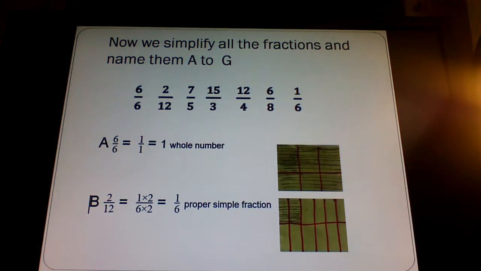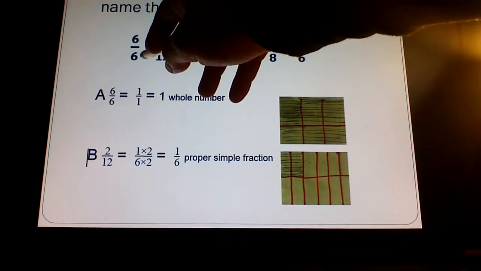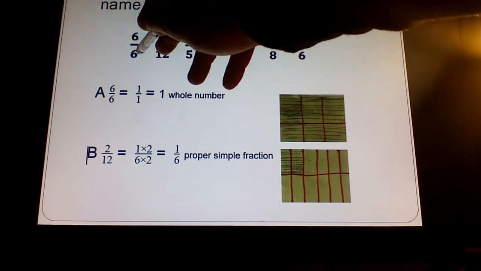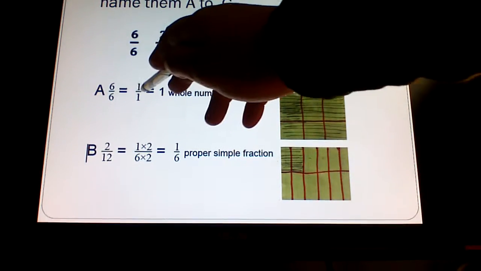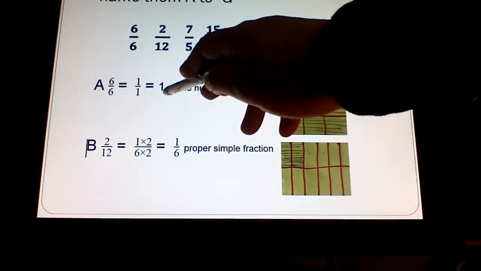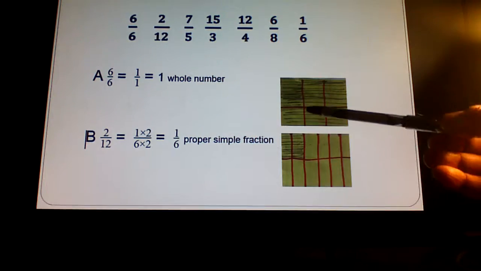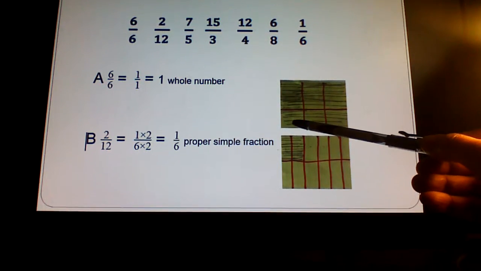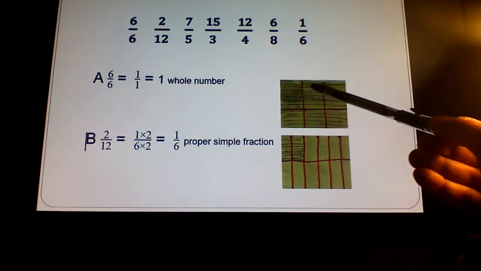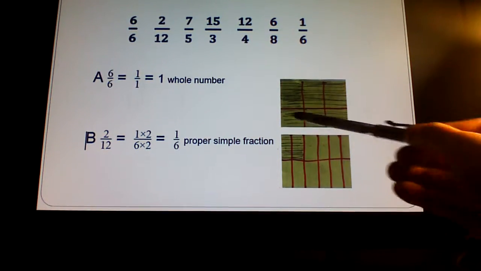Now we simplify all the fractions that are in the assignment and we name them A to G. So the first fraction A, 6/6, is reduced to 1/1 with a common factor of 6, resulting in a one whole number. To clarify this, we can show it pictorially, as this is a whole and is a rectangle, and we make 6 portions out of this. 6 out of 6 is one whole.